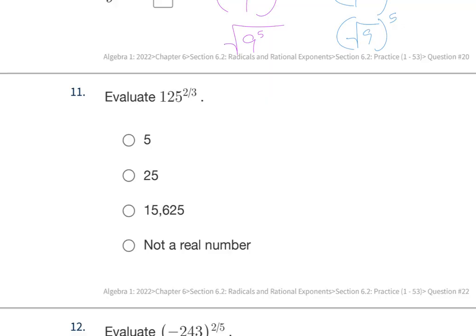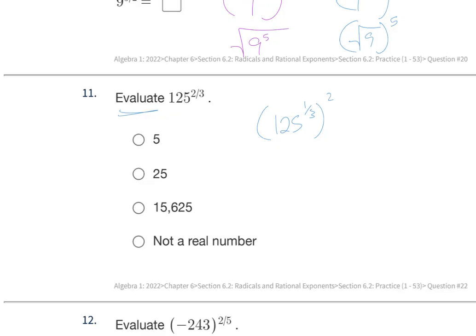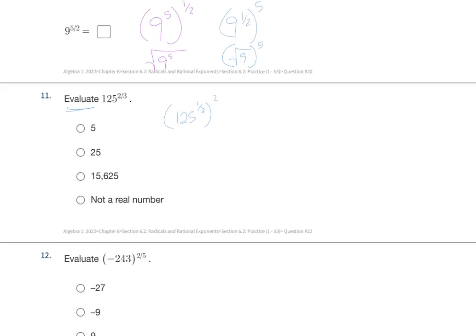125 to the 2/3 power. They want us to evaluate it, not just simplify it. So here's what I'm going to do. 125 to the 1/3 power squared. I'm going to do it this way. I could do it this way. 125 squared to the 1/3 power. That is going to be a little uglier because I happen to know that this right here is 5.